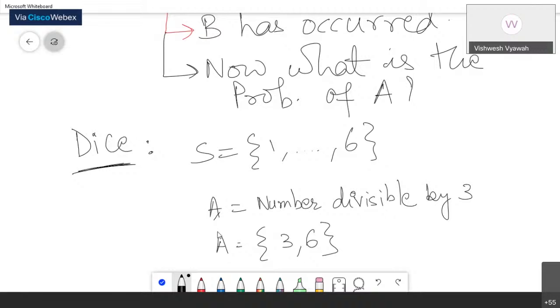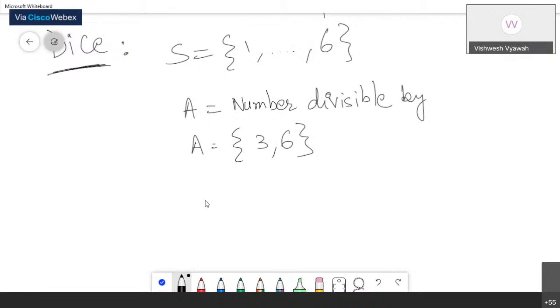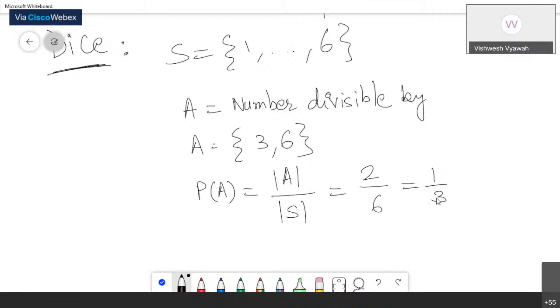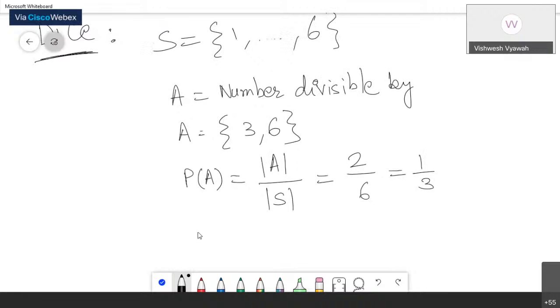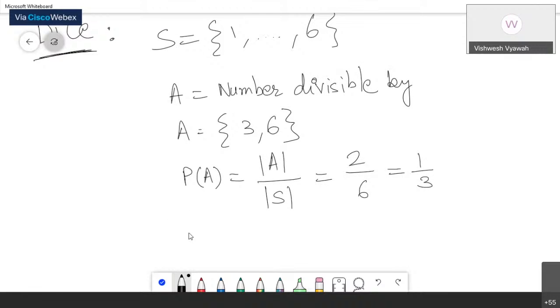I want to find the probability of A. What will be the probability of A? It is the cardinality of A divided by the cardinality of the sample space. The cardinality of A has 2 elements, so this is 2 divided by 6, which is 1 by 3. Do you agree? This is the probability of A. Next, we take an example. Now I want to find the probability of A when B has already occurred. In this case, let us define B as any odd number.